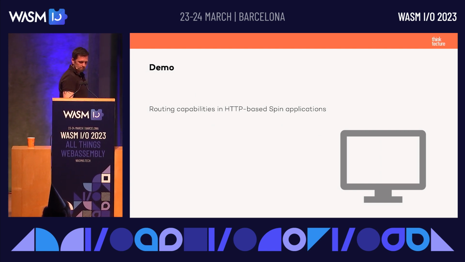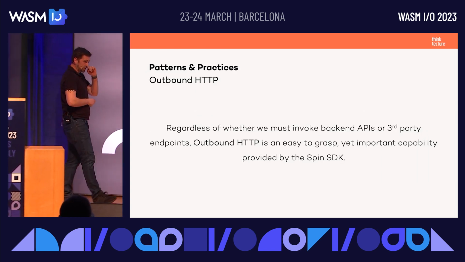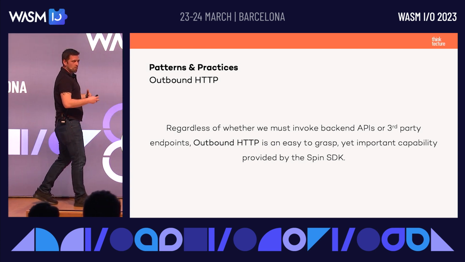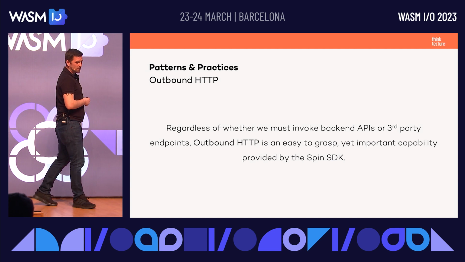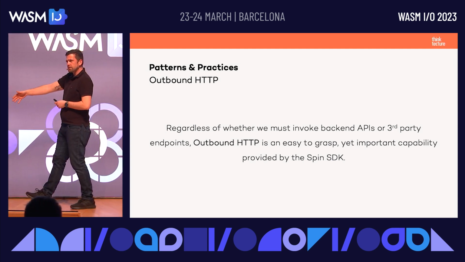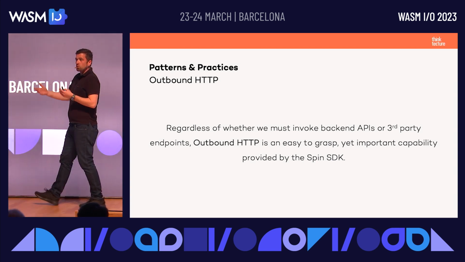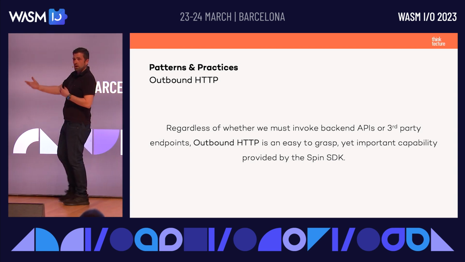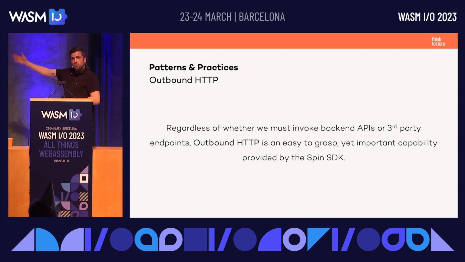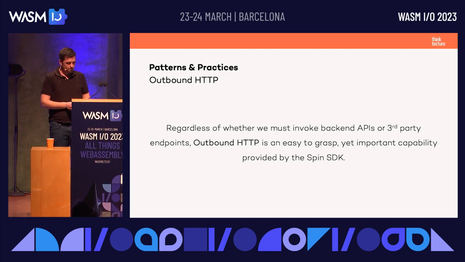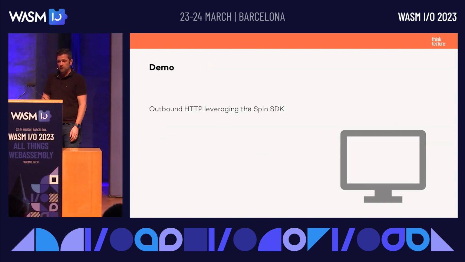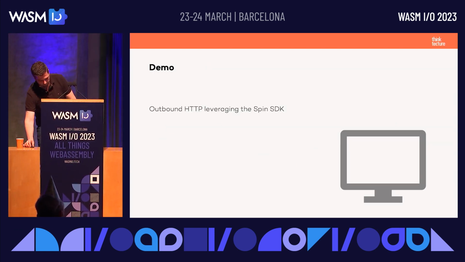Okay, next is outbound HTTP. Outbound HTTP is super useful when modernizing applications, right? So you can call down to your backend APIs that perhaps you may not want to expose to your API consumers or third parties, or you may want to call into third-party APIs. So outbound HTTP capability is super useful, yet super simple.